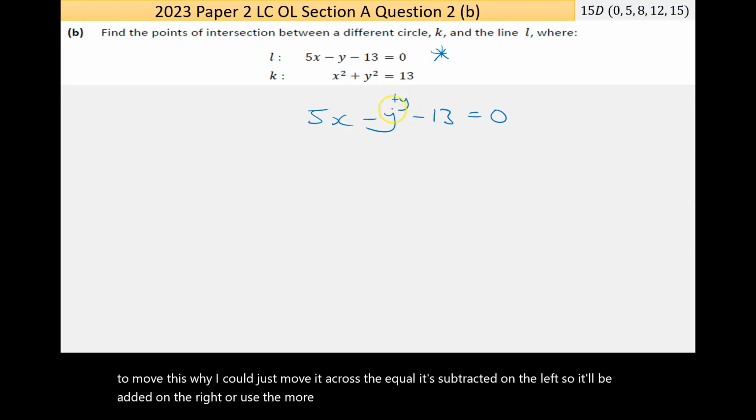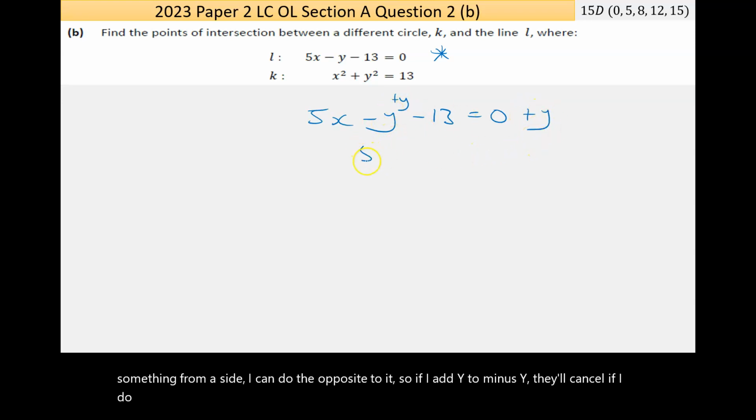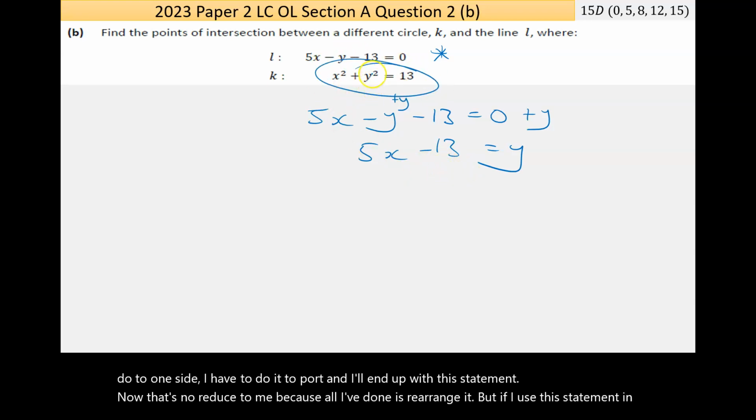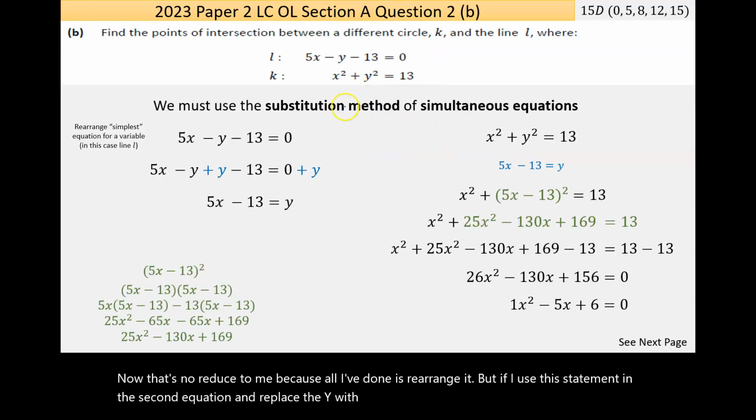And if I want to get rid of something from a side, I can do the opposite to it. So if I add y to minus y, they'll cancel. If I do it to one side, I have to do it to both. And I end up with this statement. Now that's no real use to me because all I've done is rearrange it. But if I use this statement in the second equation and replace the y with 5x minus 13, I'll end up with this situation here.